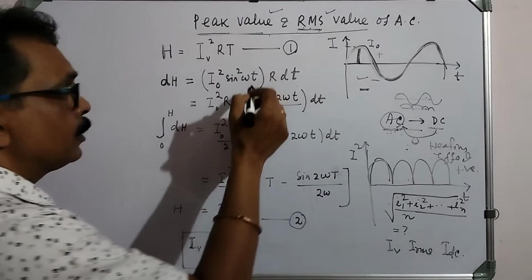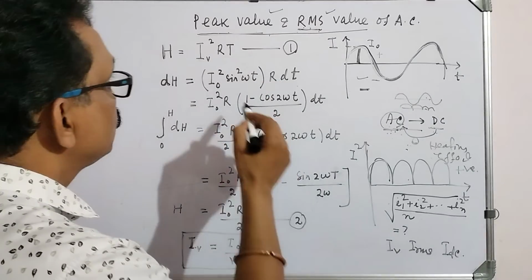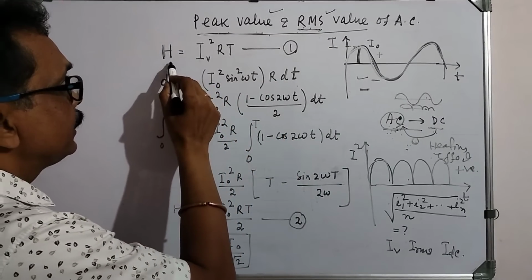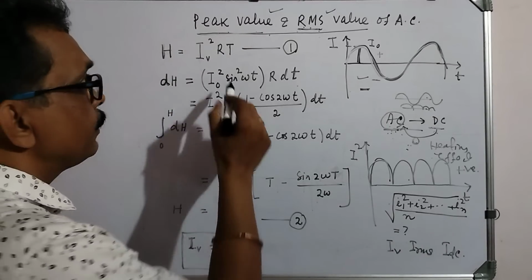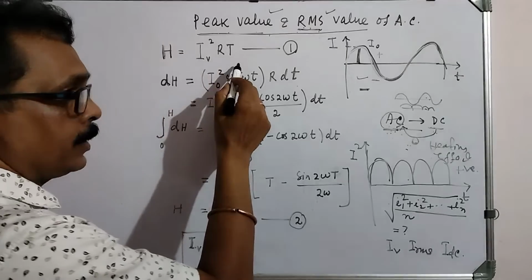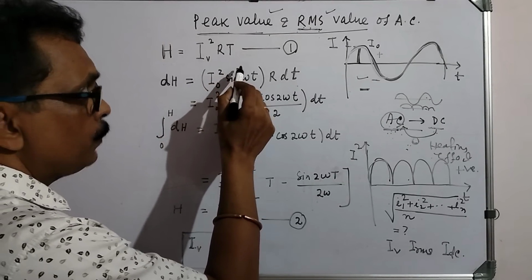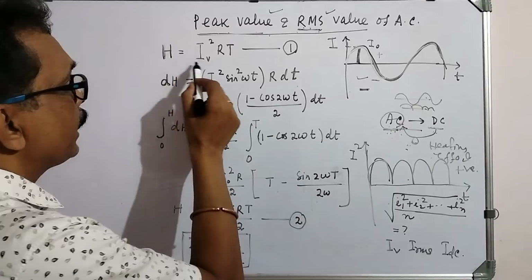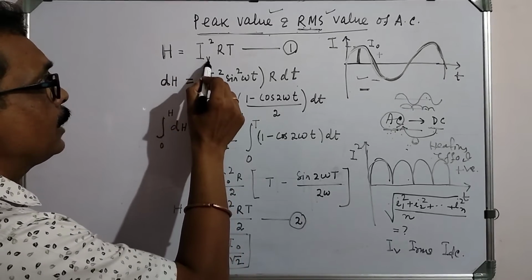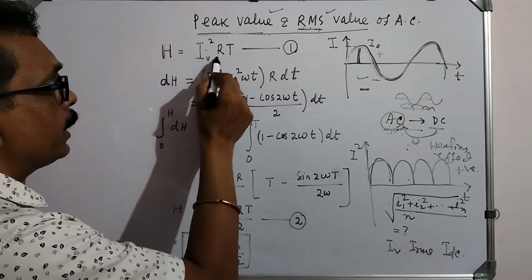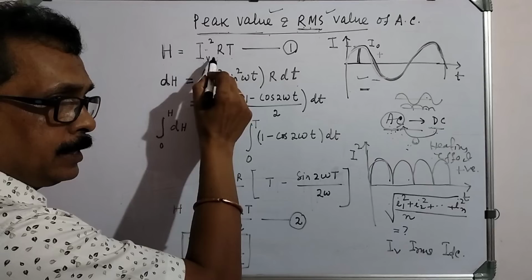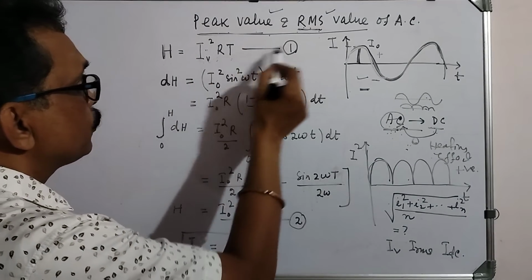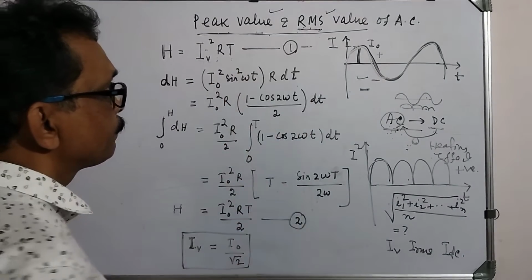This is the mathematical calculation. We know from the heating effect that heat produced by a conductor is given by the relation I squared RT. So if you take the RMS value or DC value, then for DC you will write I_RMS squared into RT, where R is the resistance of the conductor and T is the time. Suppose this is equation number 1.